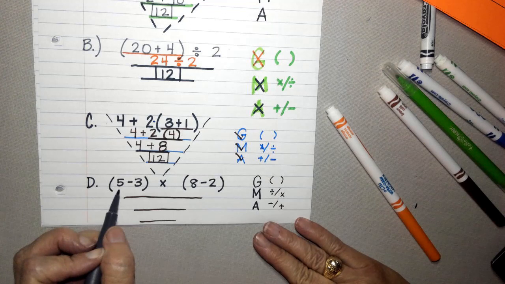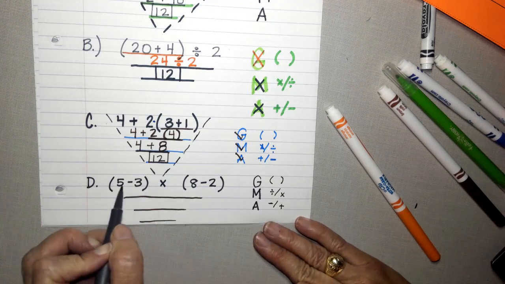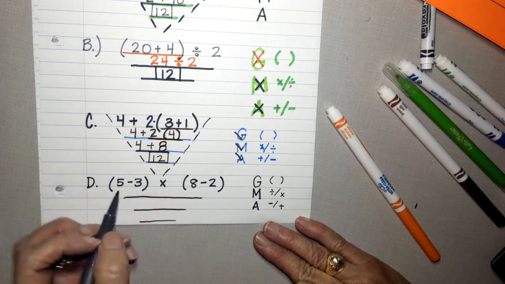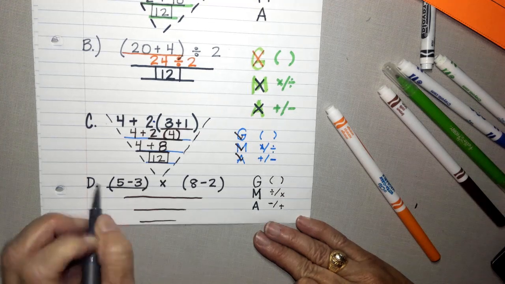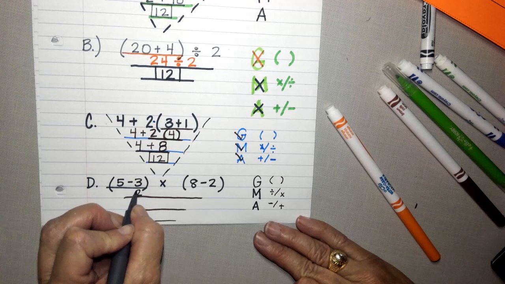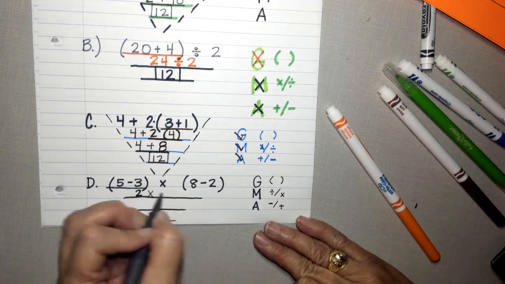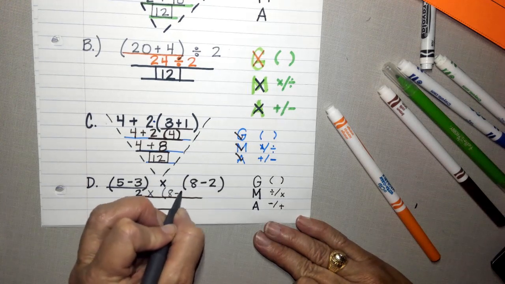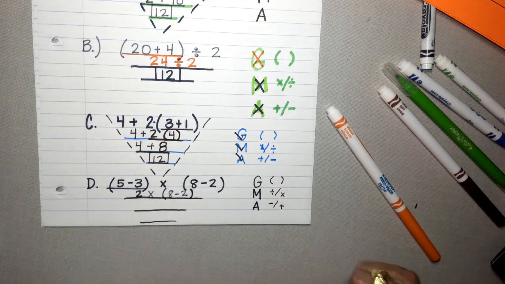The first thing that I'm looking for would be grouping symbols. My grouping symbols are right here, 5 minus 3 with the parentheses. So I'm going to underline this piece first. 5 minus 3 is 2. And when I get my answer 2, I'm going to drop my multiplication symbol. I'm going to drop my parentheses, 8 minus 2, and then I'm going to put my closing parentheses.